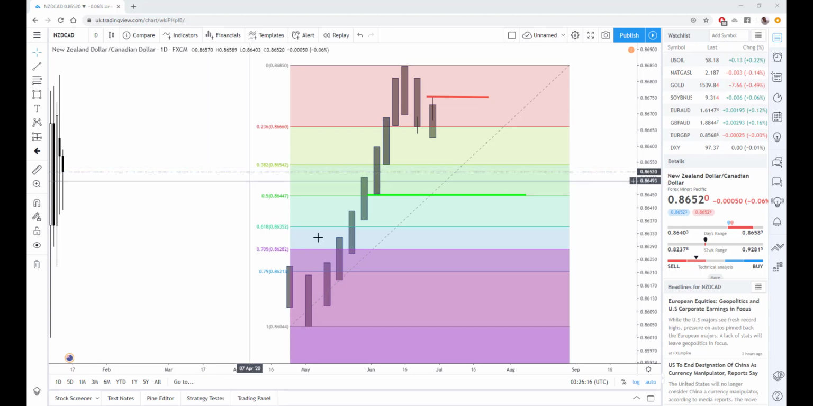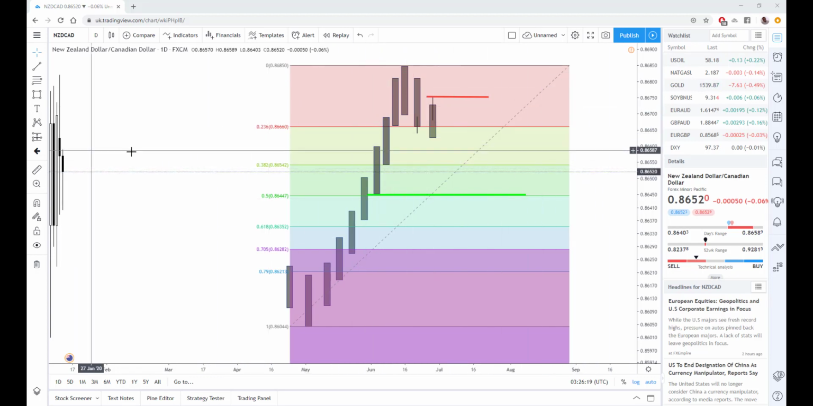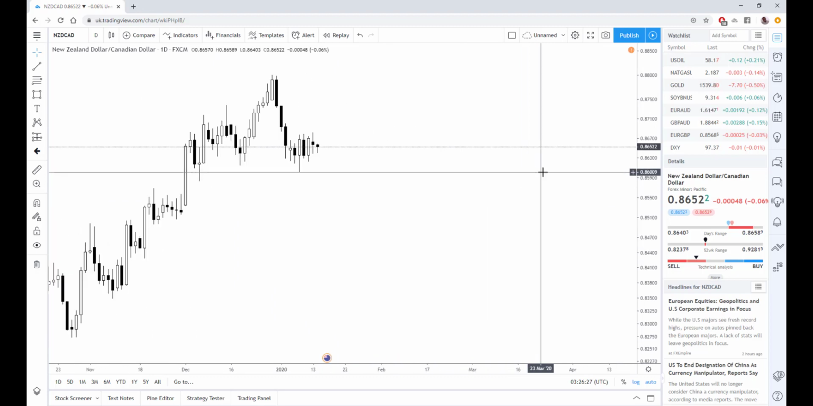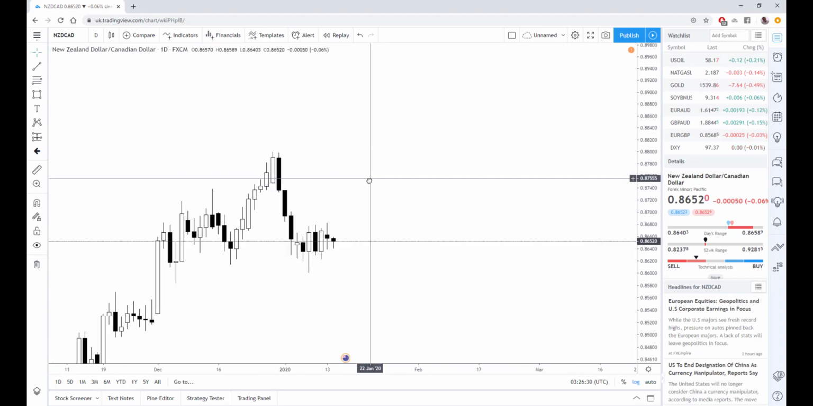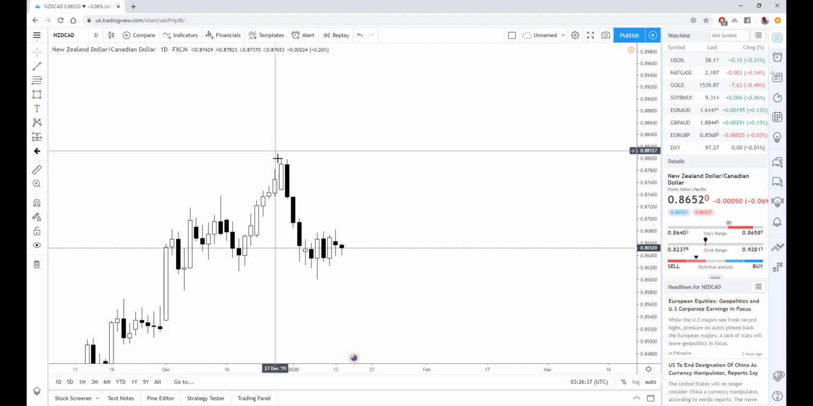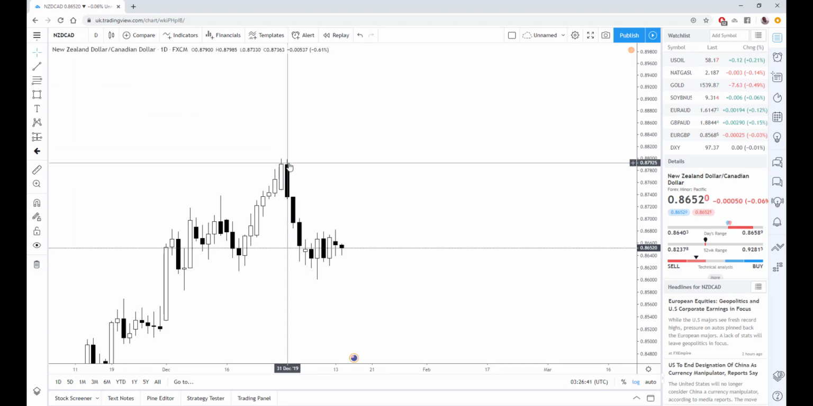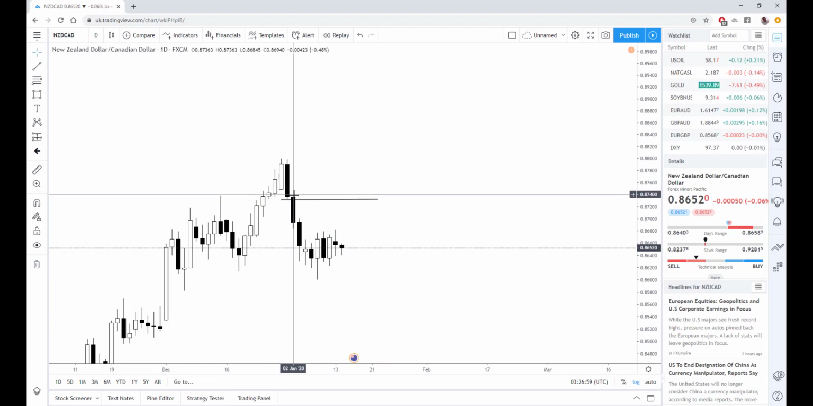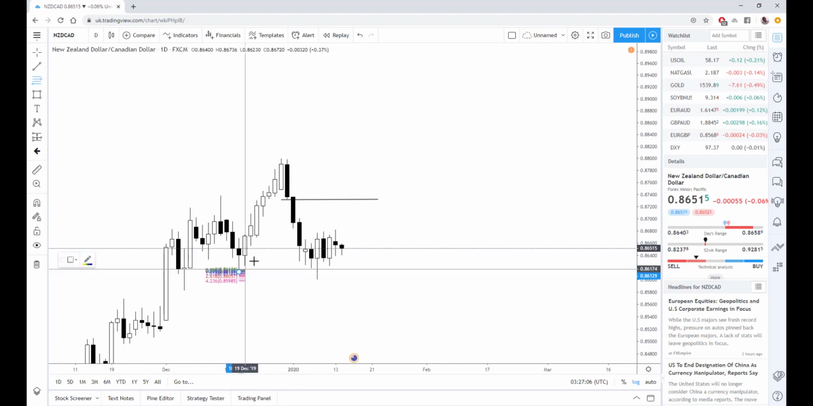Alright, so this is just the strategy. So I'm going to go onto the chart and show you examples of it. Let's clear all the drawings and come in here. So this is the example. We have the swing high. This is the New Zealand CAD pair. We have a swing high, 1, 2, 3. As soon as this candle trades below here, I'm going to place a line there.